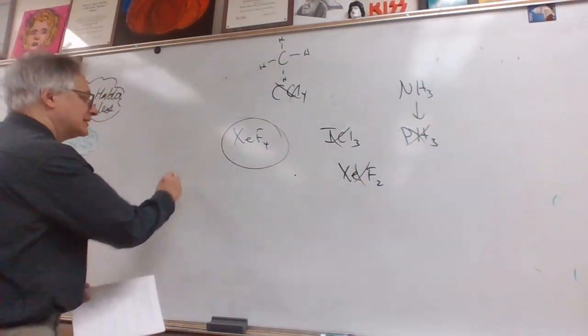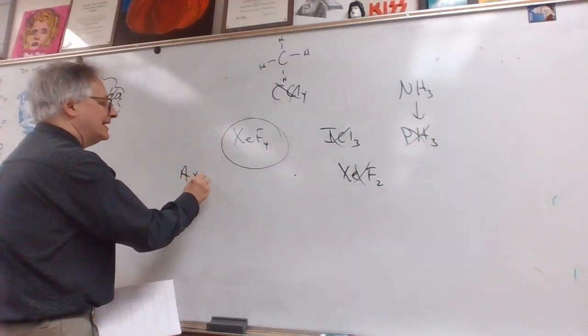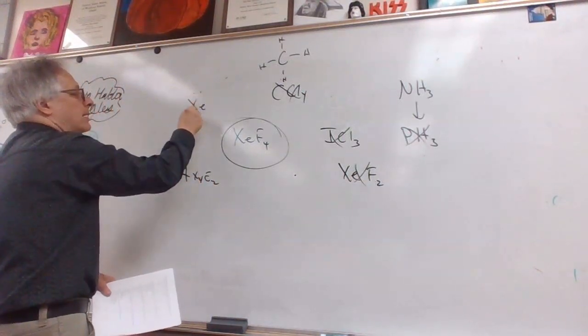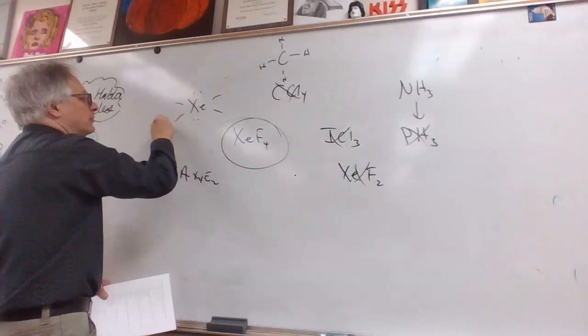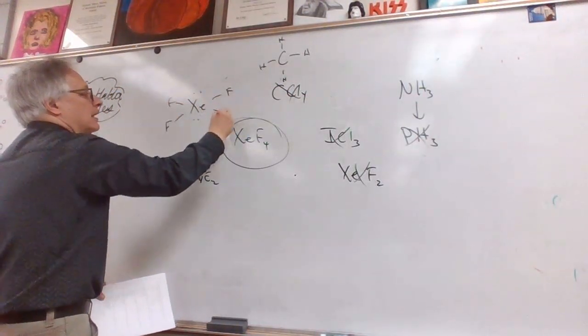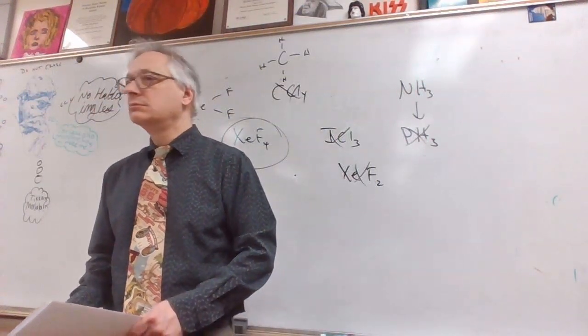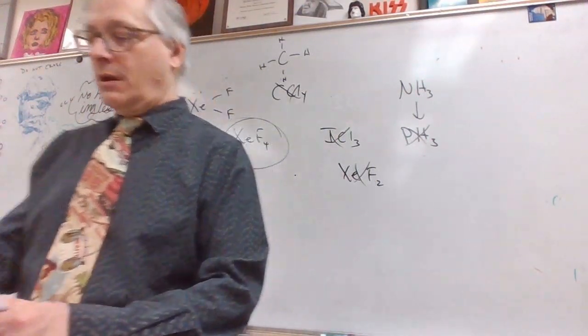As a matter of fact, it's an AX4E2. If you were to draw that, up, and then the fluorines, and you would look at your chart, you'd find out that's square planar. Good. All right.